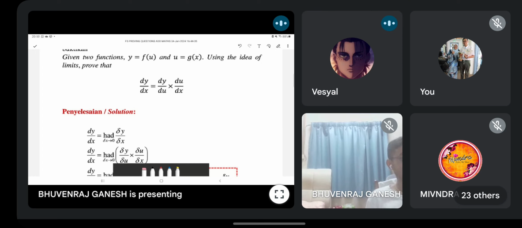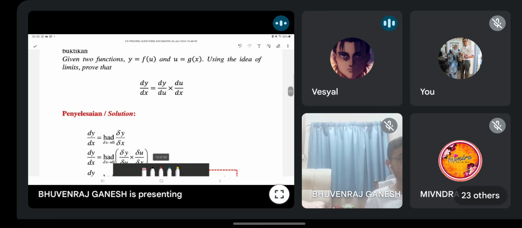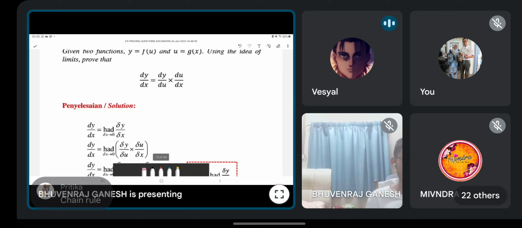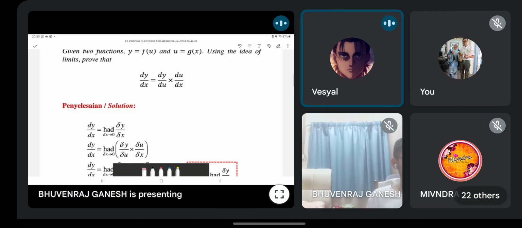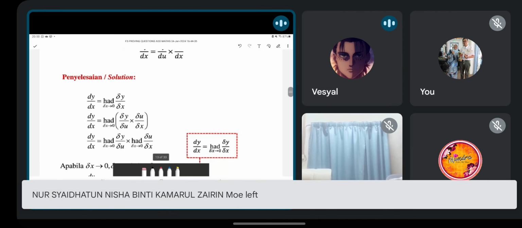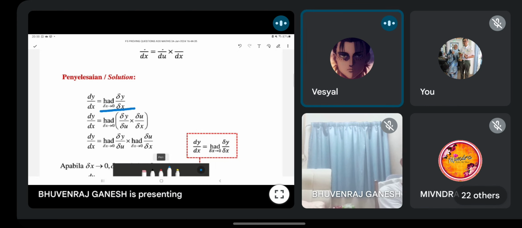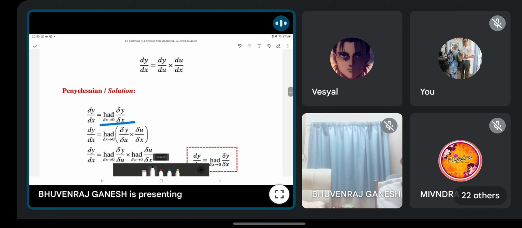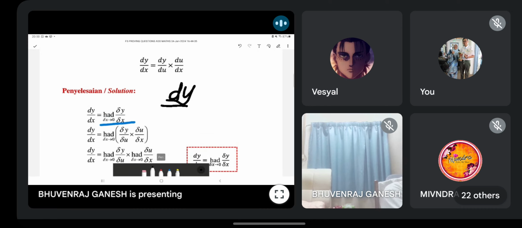Buan, when they put limit delta x to 0, delta y over delta x, is it simplification or what? Or is it memang like... Which one? The first one. This line. Yeah. This one. Oh, yeah. It just simplify only lah. Means they assume this one dy over dx is delta y over delta x.